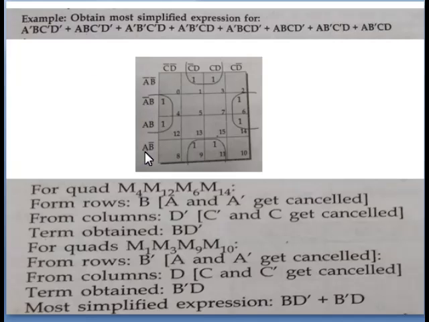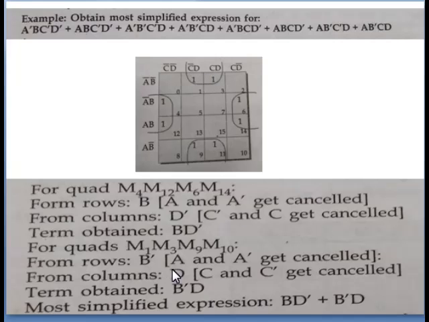From the columns, C dash D, C D. C dash and C are opposite to each other, so it gets cancelled. So we will get D. So the term obtained is B dash D.